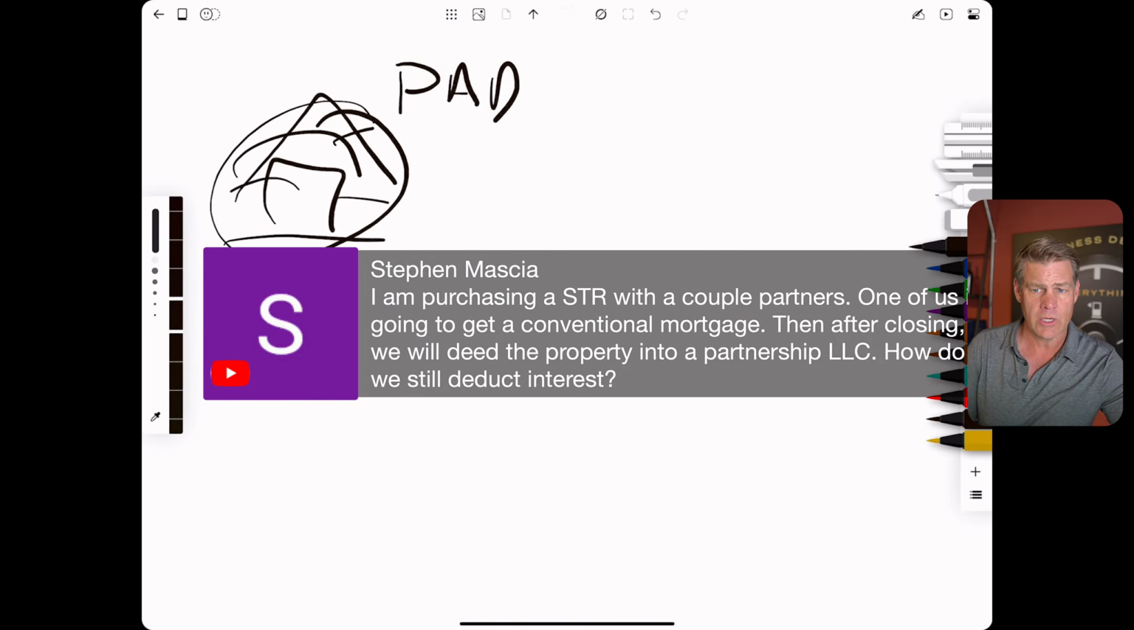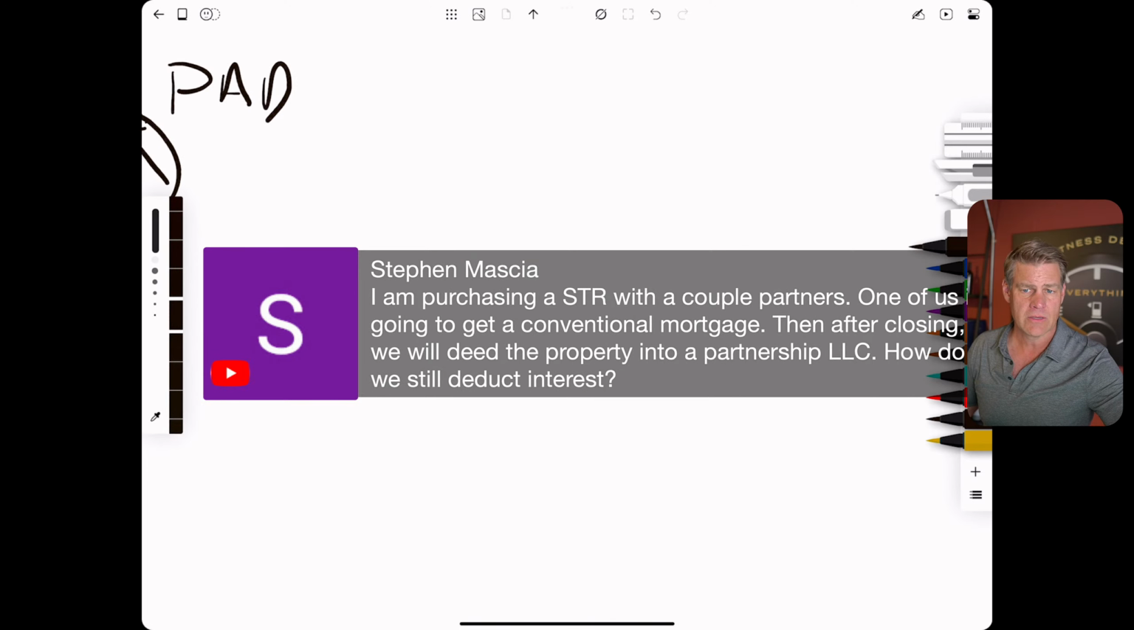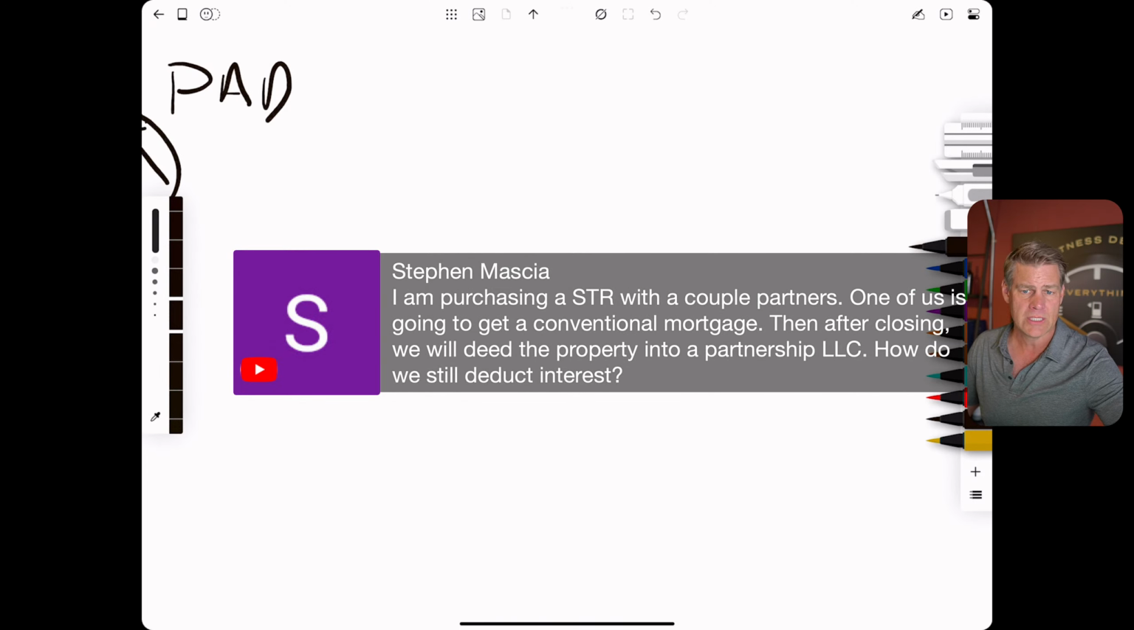I'm purchasing a short-term rental with a couple of partners. One of us is going to get a conventional mortgage. Then after closing, we will deed the property into a partnership LLC. How will we still deduct the interest?